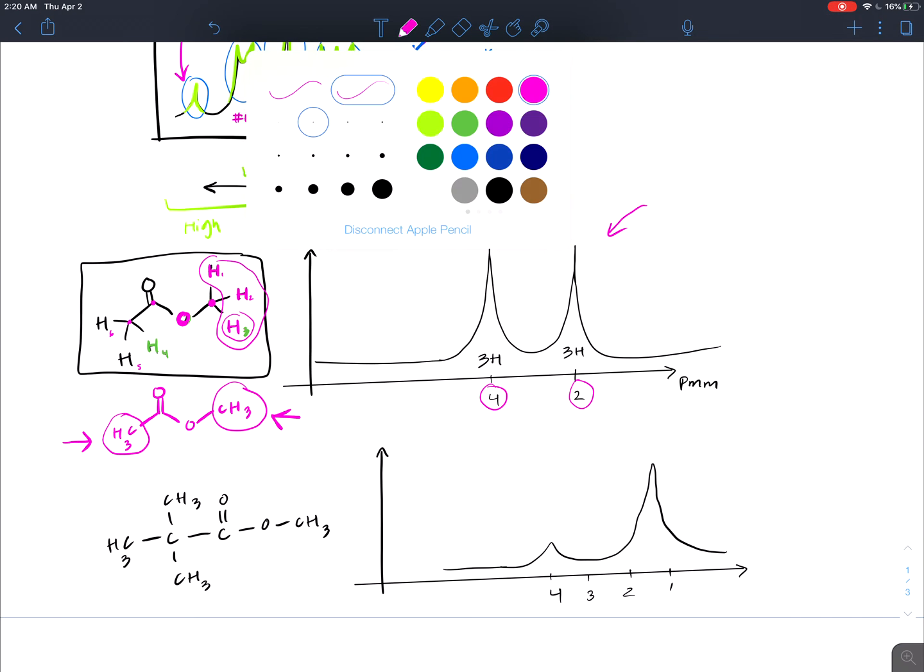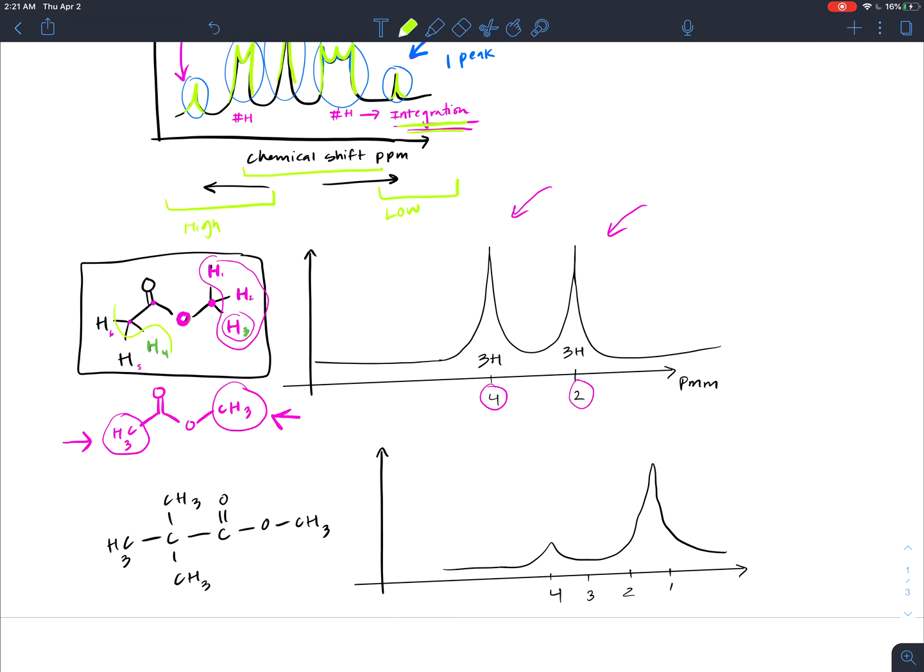The other ones, right here, the other three, are on a carbon that's right next to another carbon. Then they have oxygens next to them. So the green ones are 2 carbons away from an oxygen, while the pink ones are only 1 carbon away from an oxygen. Oxygen is very electronegative. The ones that are closer to an oxygen are going to have a higher chemical shift. So this one right here is going to be the pink ones, and this one right here is going to be the green ones.